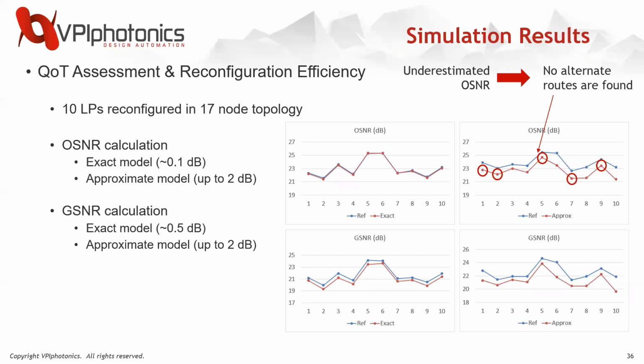So in flexgrid networks with colorless, directionless, and contentionless configuration of add-drop nodes, it is crucial to estimate quality of transmission line accurately. The exact model should be used, or an adaptation of the approximate model is required.